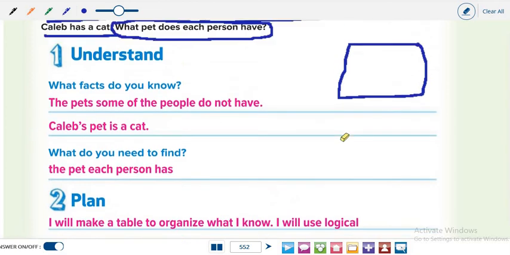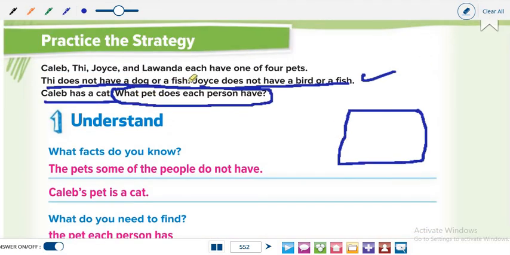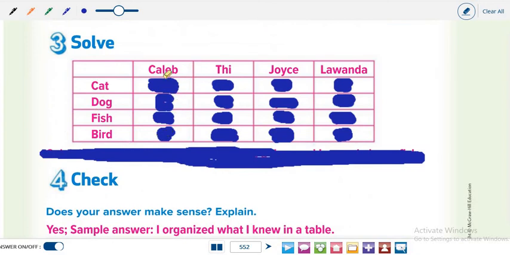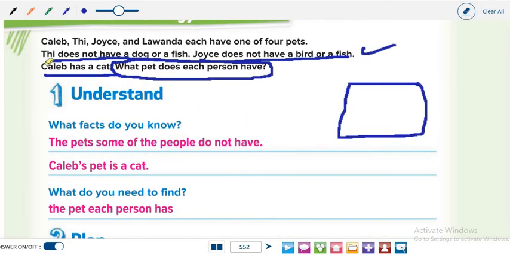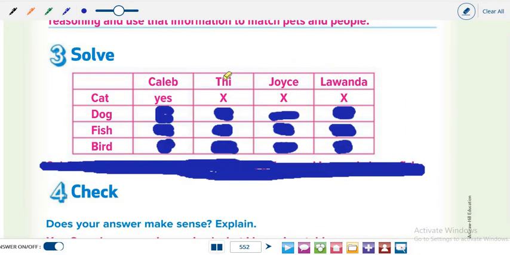We know the cat from the question. Here they are: dog, fish, bird, and cat. Here we know that Caleb has a cat. Let's start with this fact. This is Caleb. Caleb has a cat. So the friend that has a cat is Caleb, not Thai, not Joyce, and not Lawanda. Let's see what other facts we have. We know that Thai does not have a dog or a fish. This is Thai. Thai does not have a dog or a fish.